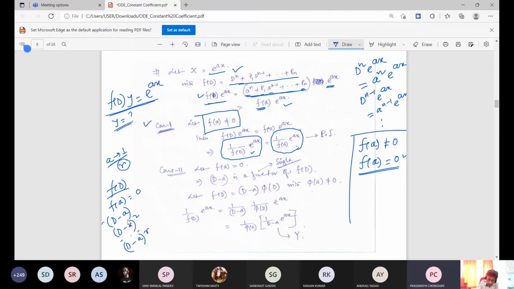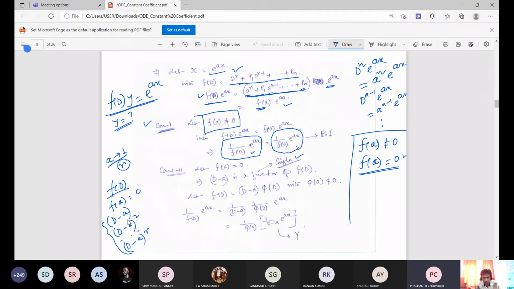Okay, so we'll consider all the possible cases. First and foremost, we will consider a single factor case. That means f has a root a which is not a repeated root. f is 0 only at a and it is not repeated. It can have different roots also, like 2 roots, 3 roots. They are unequal, they are not repeating. All those cases can be there.